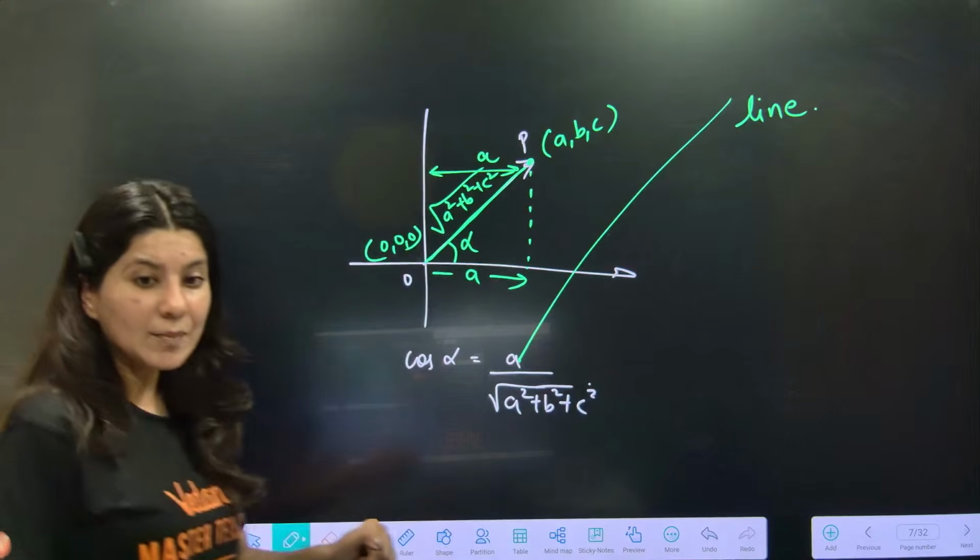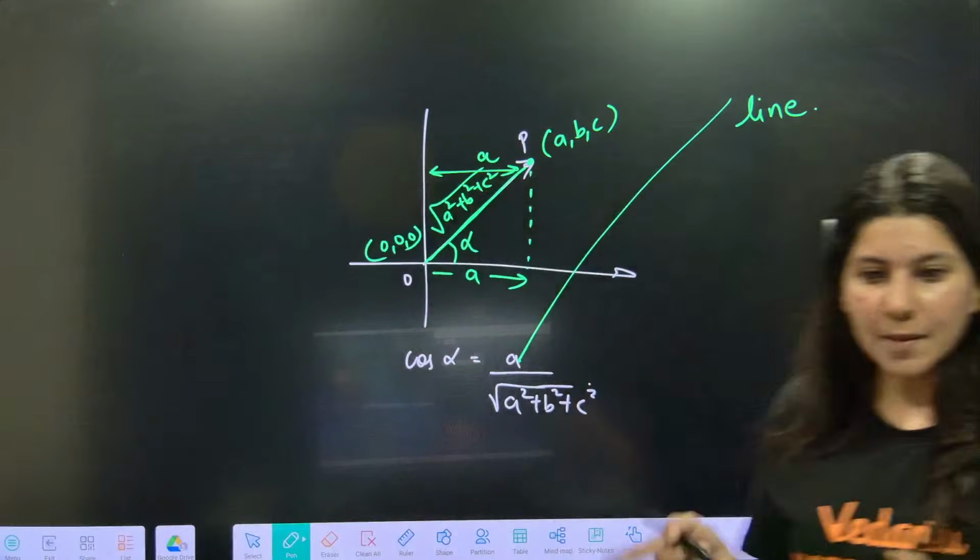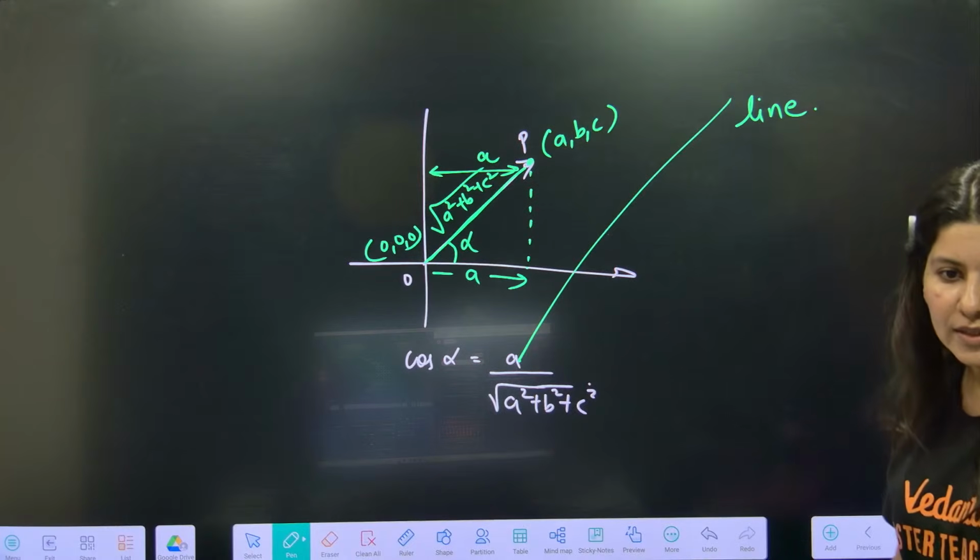Similarly, cos beta will be B upon, okay?